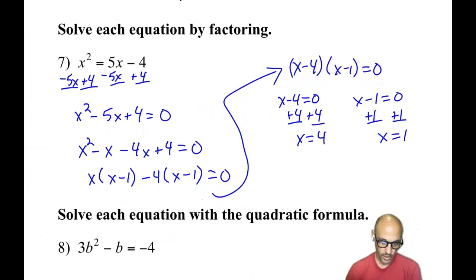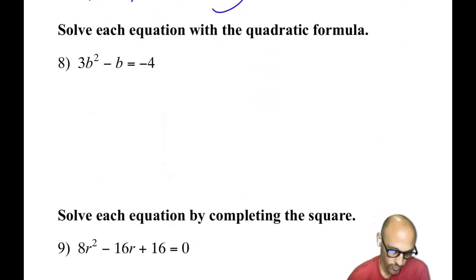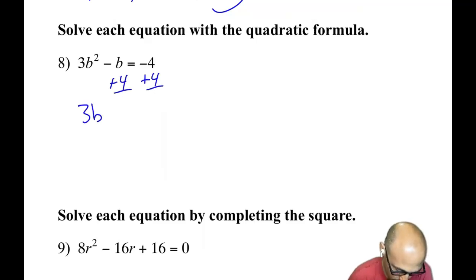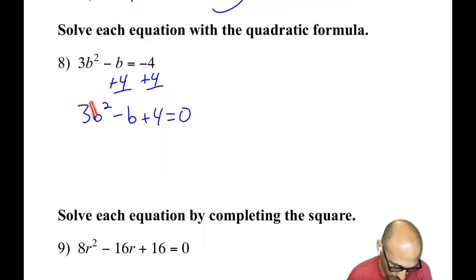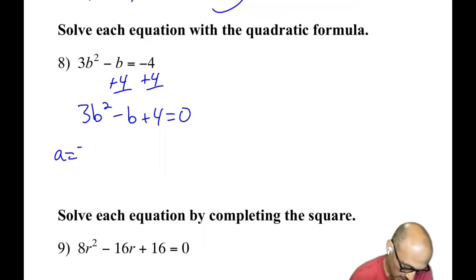Now for that problem, what you need to see there is that we really should check it just to make sure, but I'm going to leave that up to you to check and make sure that those both work. I know they do. Here we're going to solve the equation with the quadratic formula, but we need to get all of our terms on one side. So we have 3b squared minus b plus 4 equals 0. So now be careful, this b is a variable, but the coefficient of our b there is -1, and we call that our b value. So a is equal to 3, b equals -1, c equals 4.